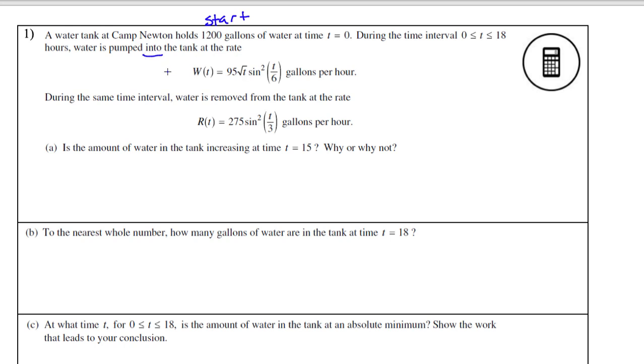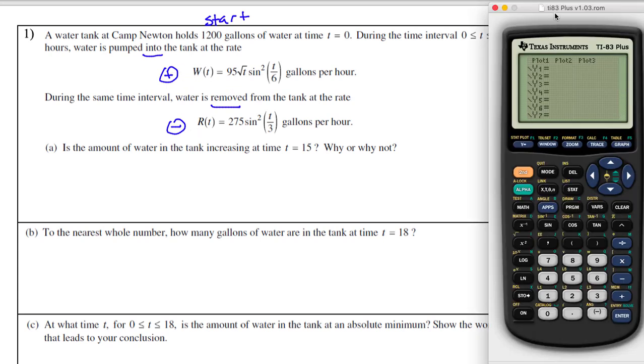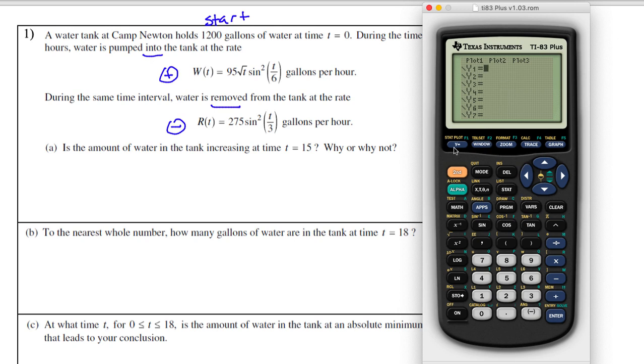Pumped into, so that means we have a positive rate. Pumped out or removed, that means it's a negative rate. I'm immediately going to type these into my calculator and have y3 set equal to the positive minus the negative. Whenever we have a positive and negative, we do positive minus negative. So type these in real quick. 95 square root of x, end the parenthesis, and I'm going to say sine of t divided by 6, and then square it. The square happens on the outside, not the inside, on our calculators.